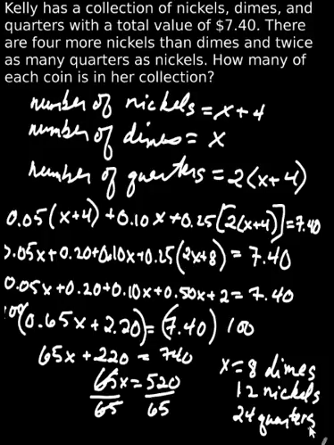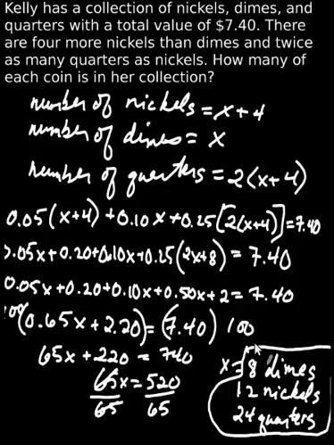And you can check your work, right? Because 24 quarters, we know how to calculate that, added to 12 nickels plus 8 dimes. If you add up all that money, you should get $7.40. And I'll leave you to check that on your own. Okay, let's try another one now.